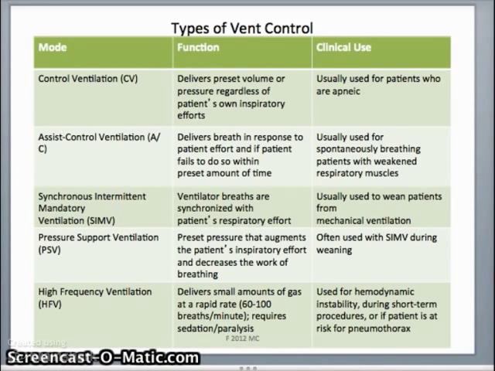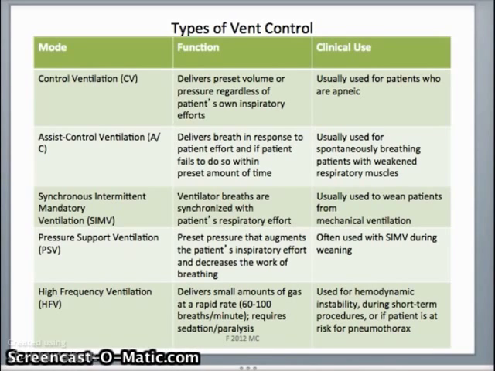The second most controlling mode of ventilation is assist control. This one gives the patient a certain amount of control. It delivers a breath in response to the patient's effort. So if a patient tries to take a breath in themselves, it will deliver them a preset amount of air, okay, no matter how much effort they put forth.